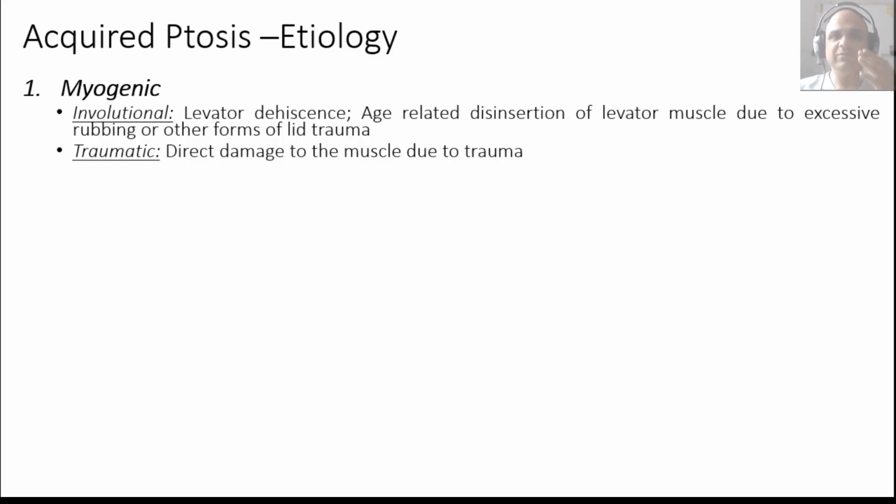And this is especially if you rub your eye too much, or you pull your eyes too much, or some other form of eye trauma. It can also be directly traumatic, in which you have a road traffic accident or some other type of accident, which is directly causing trauma to the muscle, irrespective of age, and causing ptosis.